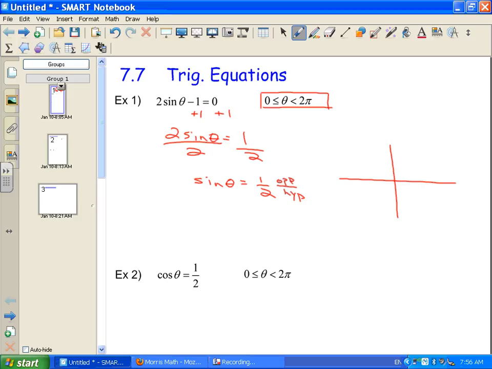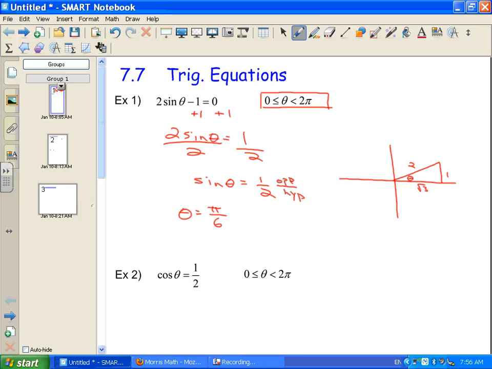So what kind of angle is that going to give me? It's a 30 degree angle, in the first quadrant. 1, 2, square root of 3, and that can be my theta there. So that means that one of my answers for theta is pi over 6. Now, sine is positive 1/2.